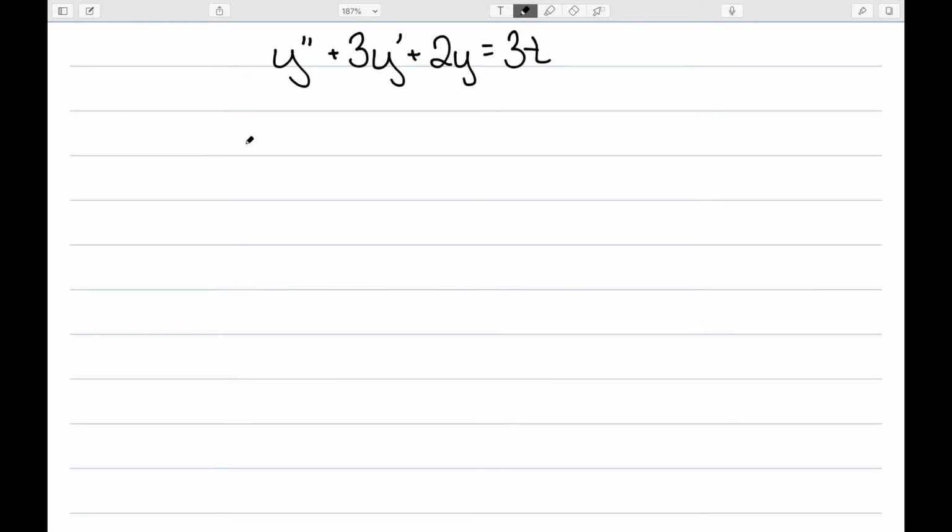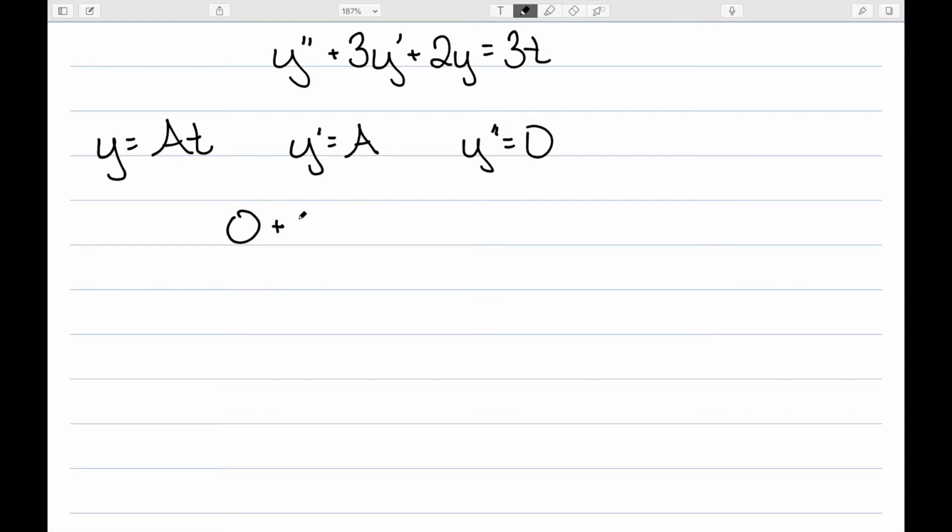Making this slightly more complicated, I only changed one thing in this problem: instead of a 3, I wrote a 3t. In the last problem, since I had a constant on this side, I let y be just equal to a constant. Since I have a t here, it might occur to us to just let y be equal to at. In that case, the derivative would just be a, and my second derivative would be 0. So I would have y double prime is 0, plus 3 times y prime, which is a, plus 2 times y, which is a times t, equal to 3t.